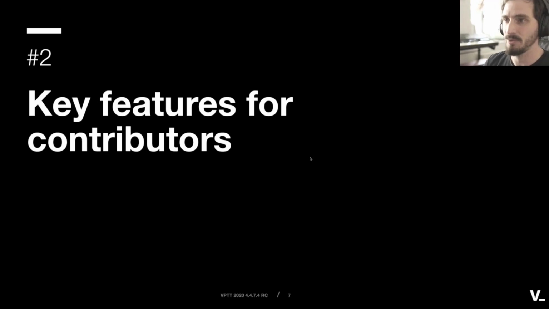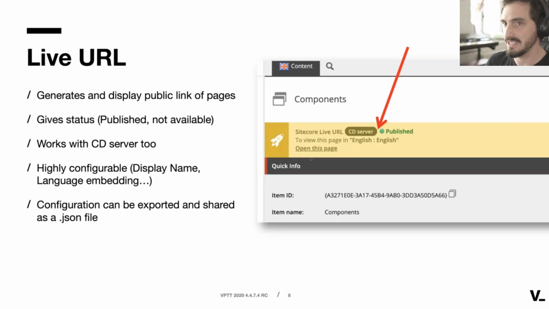So let me highlight some of the key features. The first feature that you can get with this extension is the live URL module. The live URL module will show on top of every Sitecore page the public link of this page. This public link is generated automatically from the item path, but of course this is highly configurable. So whether you are using display name or language embedding, you can configure all those aspects straight from the extension.